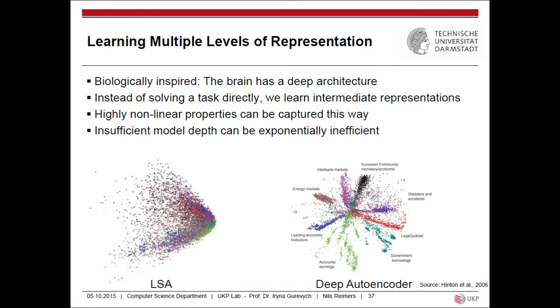Learning multiple levels of representation is quite useful because you can have highly nonlinear properties in your data. This is a picture from Hinton from the Reuters corpus. Each dot is an article, and the colors are different categories. When you use LSA and map it to two dimensions, you get a bubble like this. When you use a deep autoencoder, you can see some structure. Here you have the accounts and earnings articles, here the energy markets articles, and here some legal articles. So you see a lot more structure in the representation.